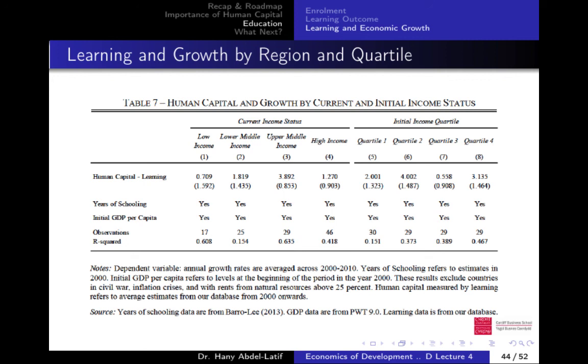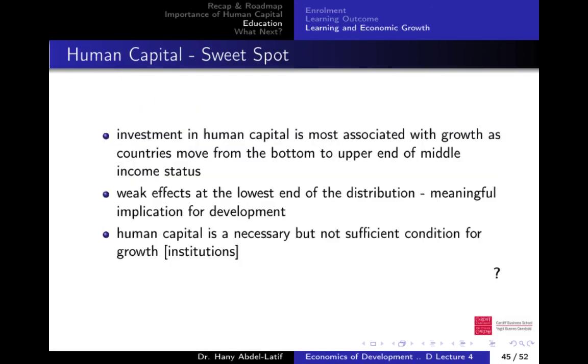This is what they call a sweet spot for investment in human capital. It's most associated with growth as countries move from the bottom to the upper end of middle income status. So moving from here to here, it seems like it's increasing. The association, or the correlation, is the biggest here.